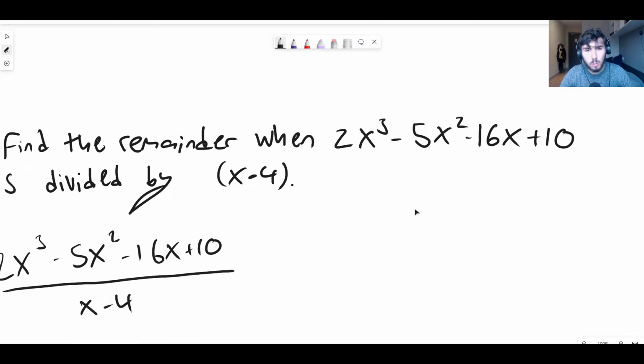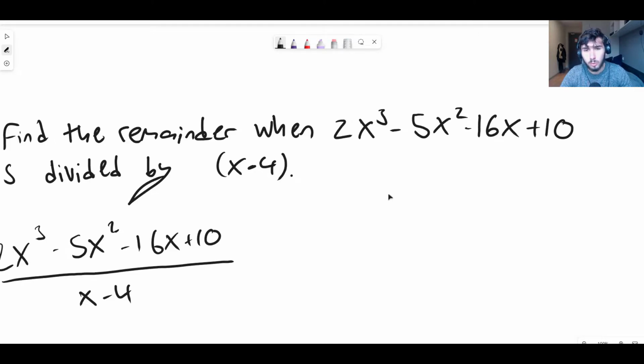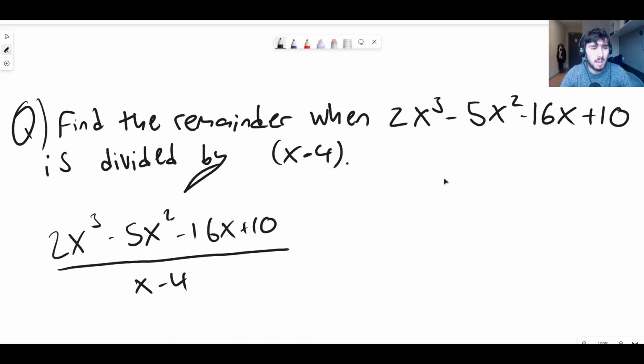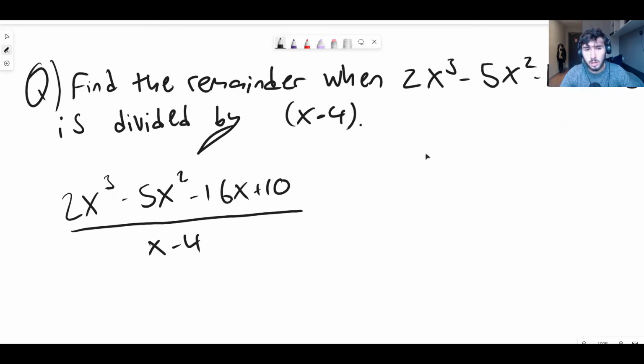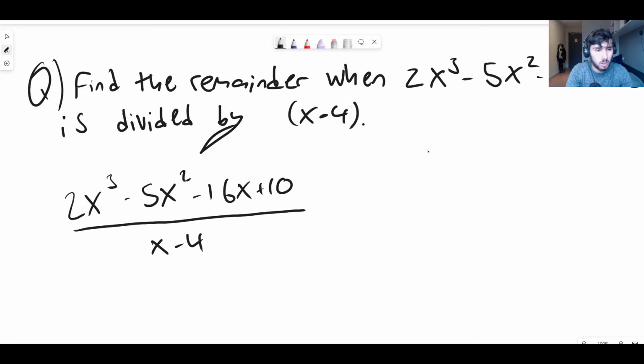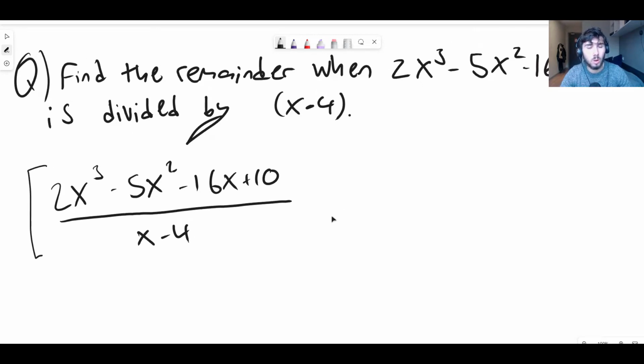So find the remainder when 2x to the power of 3 minus 5x to the power of 2 minus 16x plus 10 is divided by x minus 4. Okay, so again, this is what this means. You wouldn't get this in the question, but just to be really clear, basically they want us to do this. They want us to find this, but they just want the remainder. They don't actually want us to work out the whole answer. They literally just want the remainder that's left over.